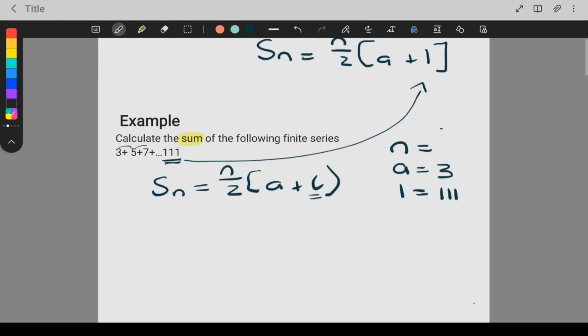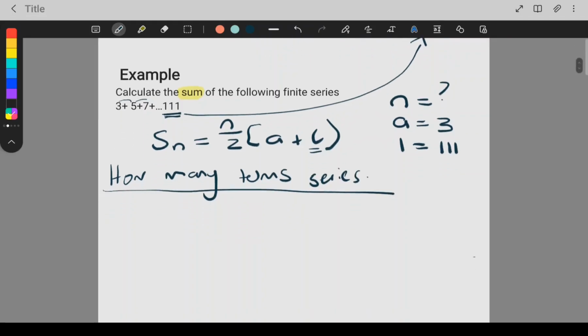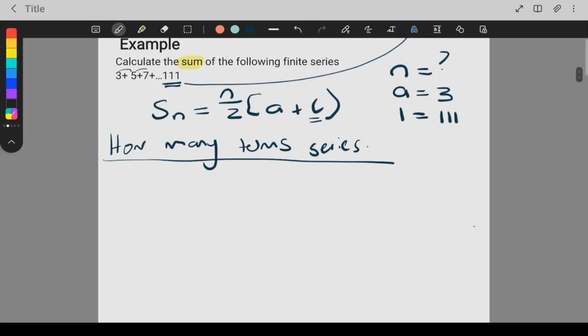The number of terms, I don't know. I don't know how many terms we have in the series. That's what we're going to do first. So before we calculate the sum, we are first going to calculate how many terms we have in the series. Now you have to go back to our previous lessons. To find out how many terms you have in a series, we make the general term equal to the last term.